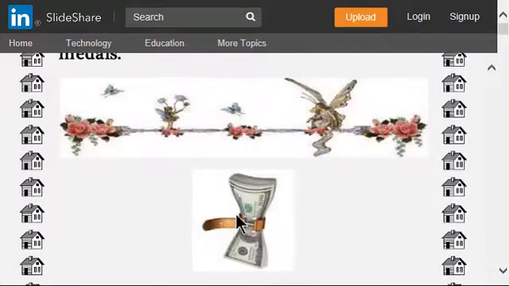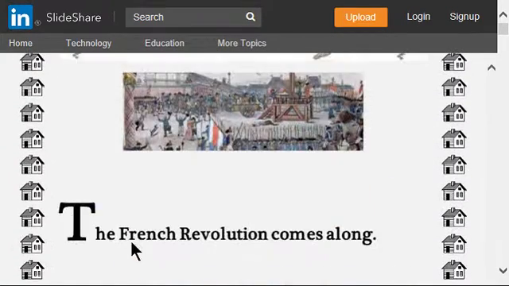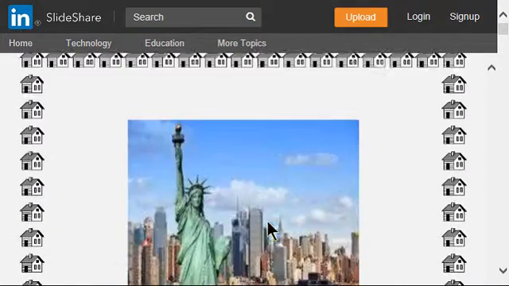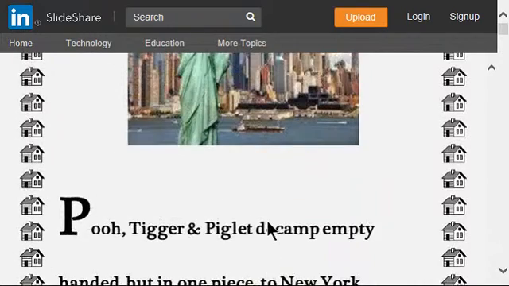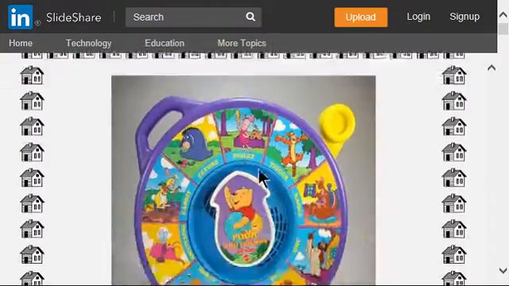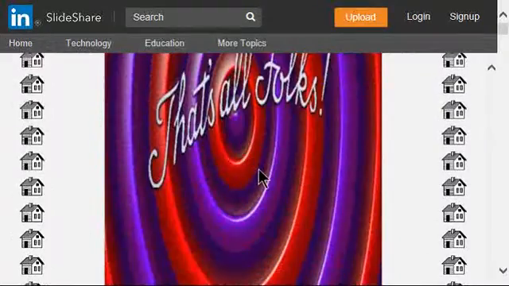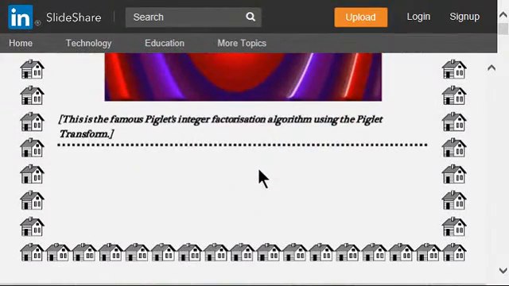However, they want money. Pooh and Tigger demand a big fat fee for the work. The French Revolution comes along as far as the cake problem is concerned. So, Pooh, Tigger, and Piglet decamp, empty-handed but in one piece, to New York. And that is where Pooh and his prince live to this very day. That's all, folks. This is a famous integer factorization algorithm using the Piglet transform.